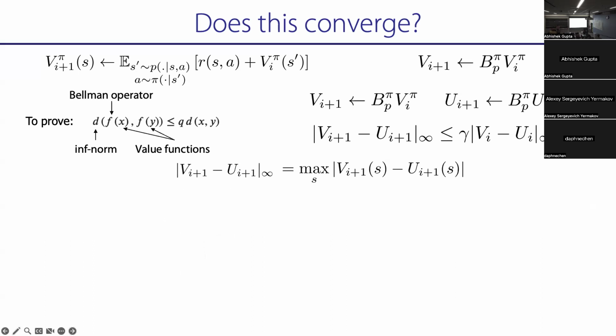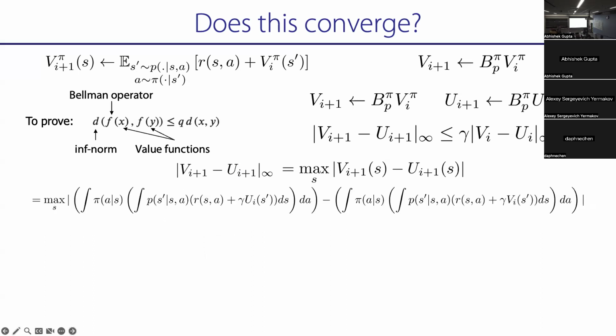Okay, so now help me expand this. We know what V_{i+1} and U_{i+1} are. Let me expand it and you do the next step. We know that V_{i+1} and U_{i+1} are expanded according to that update on the top, right? So let's write out each of those. V_{i+1} is going to be equal to the expectation under the dynamics, under the policy, of R plus gamma V_i.